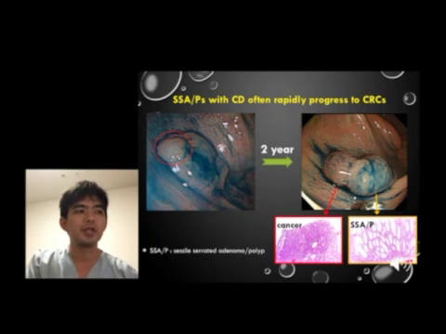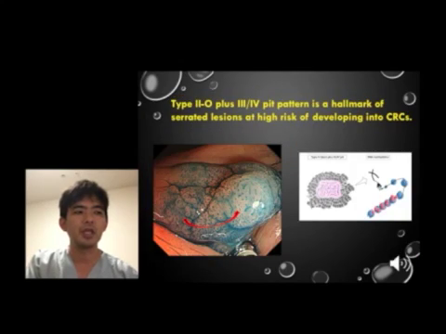Shown in this slide is a case of SSAP with cytological dysplasia, which rapidly progressed to carcinoma within 2 years. We experienced this case before we started the current study, and we now notice that type 2O plus adenomatous pit pattern in this tumor. These results strengthen our conclusion that the pit pattern could be a strong indicator of the high-risk regions.